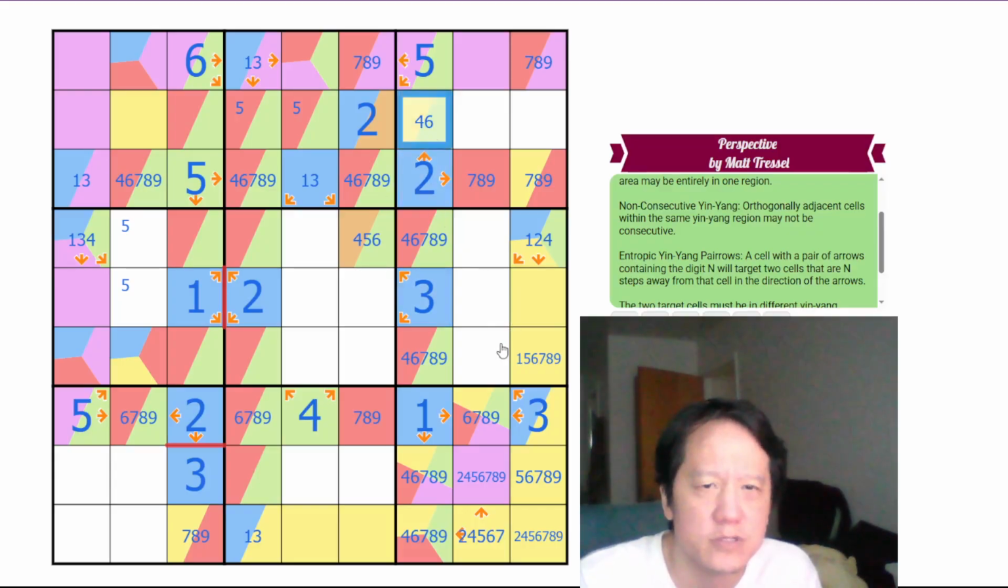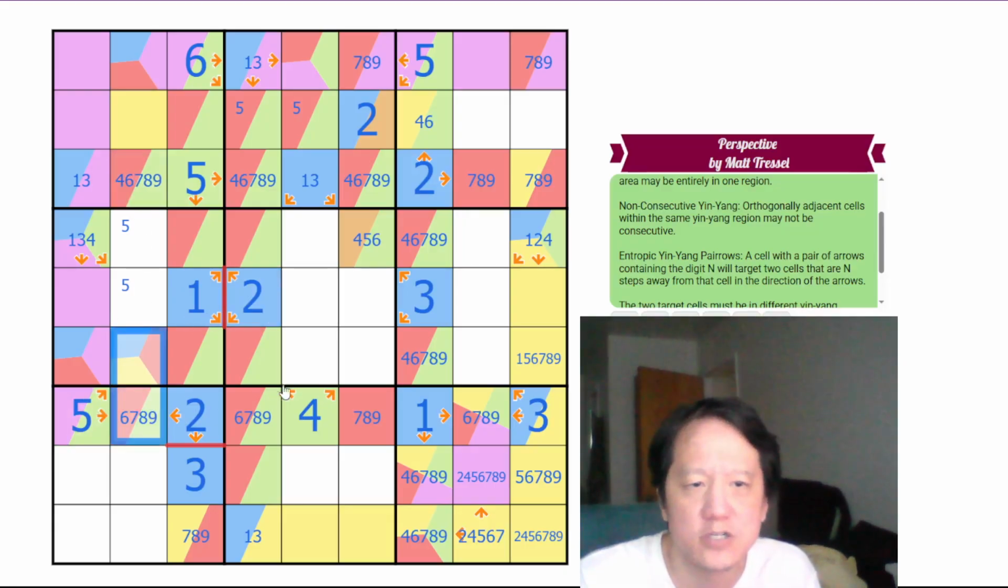So we know this is yellow. Is anything pointing to that? I don't think so, right? These are different regions. 2 away is here. So this must be a green-red pair. Okay, that doesn't help us too much.